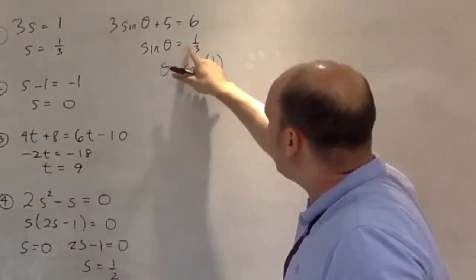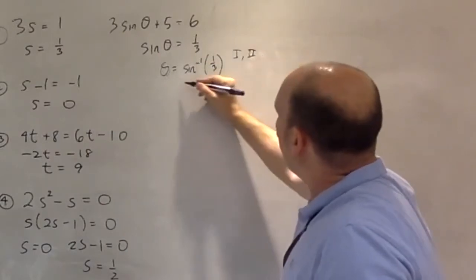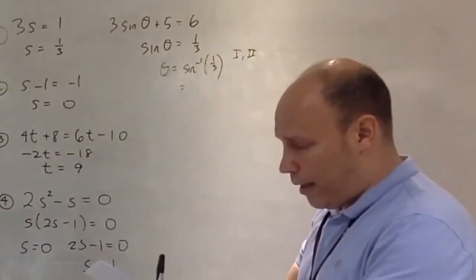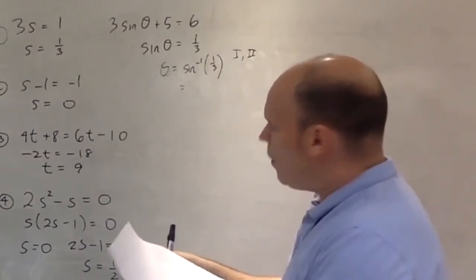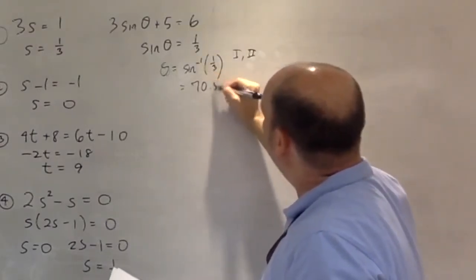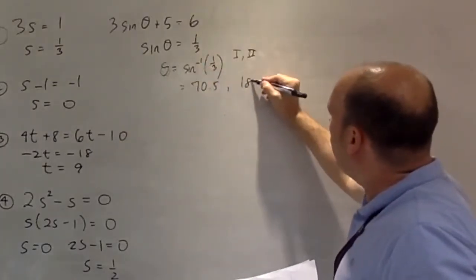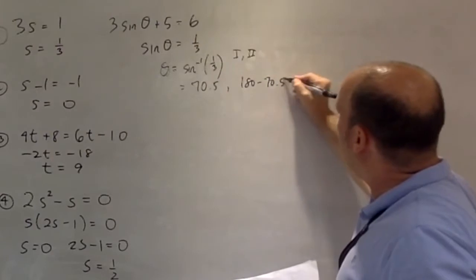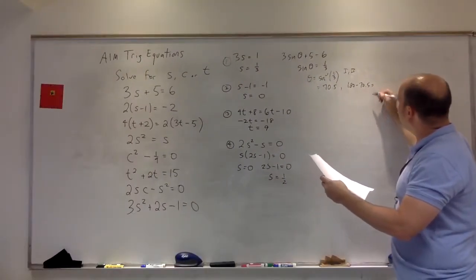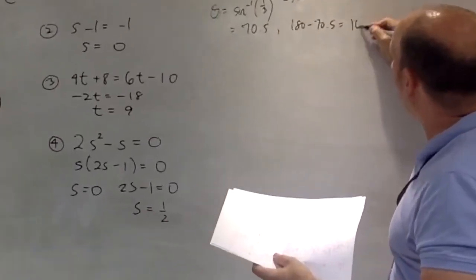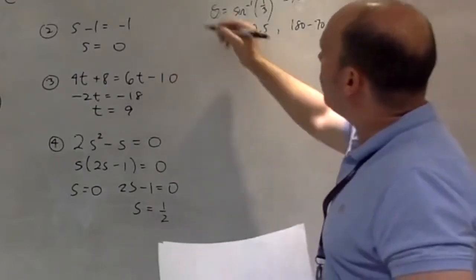Whether it's positive or negative, the sine of an angle is positive, so we know it's in the first or the second quadrant. We know that theta, the reference angle, is 70.5 degrees. And to get to the second quadrant, we take 180 minus 70.5, which is 109.5 degrees. Nice.